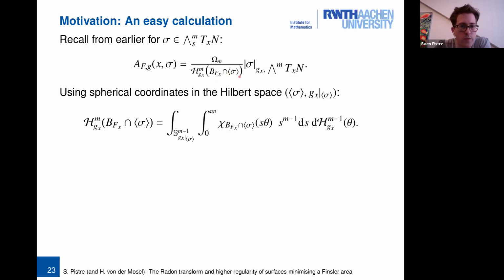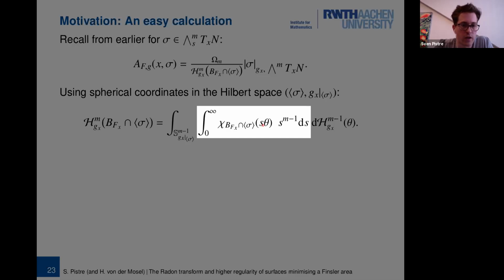So recall that these brackets mean that this was an m-dimensional subspace of the tangent space at P in the target. In the target, you had this auxiliary Riemannian structure G, a scalar product at point X. You can now restrict this to this m-dimensional subspace, and you get this Hilbert space. And now you can just use spherical coordinates in this subspace. What you want to do is calculate the measure of the full-dimensional ball intersected with this space. So you have a spherical integral with respect to this restricted inner product, and then you have this radial integration over the characteristic function.